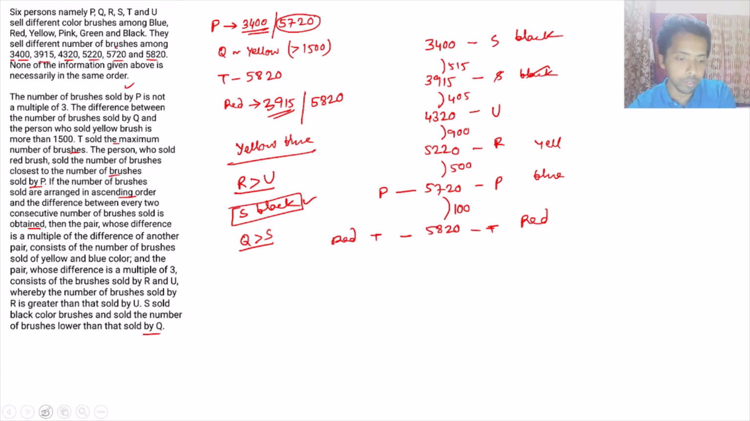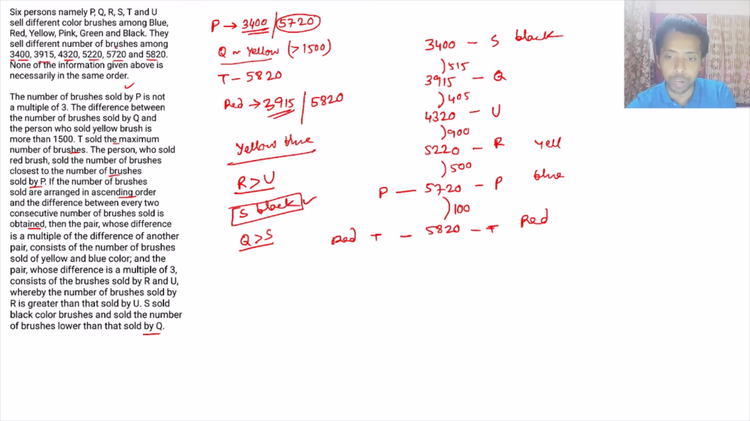Right. If S black is here, then Q is here. If Q is here, then see this condition, the difference between Q and YOLO, that is more than 1500. Is this satisfied? 405 and 900, 1305, not more than 1500. So this will also not be the case.